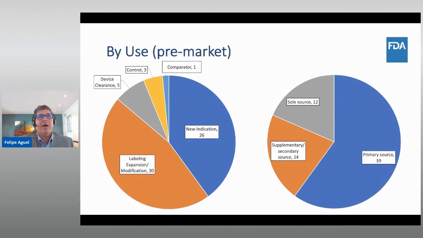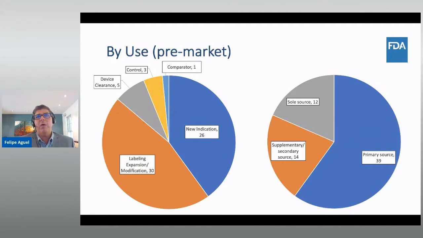Here we broke down the pre-market cases by how the data itself was used. And you can see in one case it was used as a comparator for a clinical trial. In others, it was used as a control. In several instances, it was used to demonstrate substantial equivalence, and labeling expansion and new indications were by far the biggest use in the pre-market space.